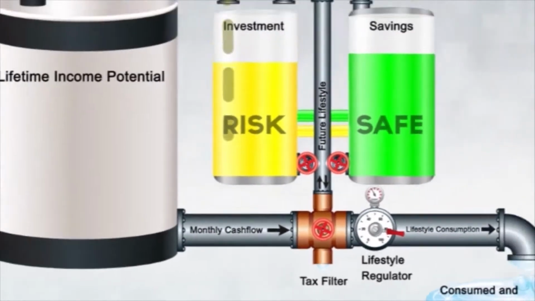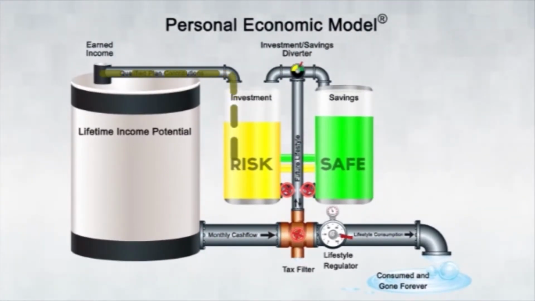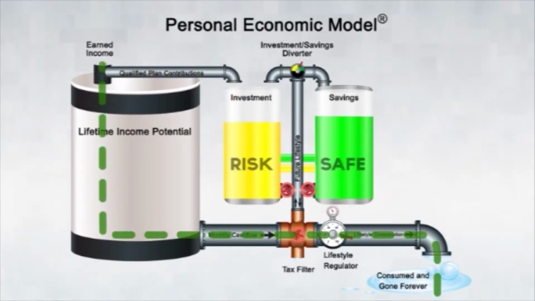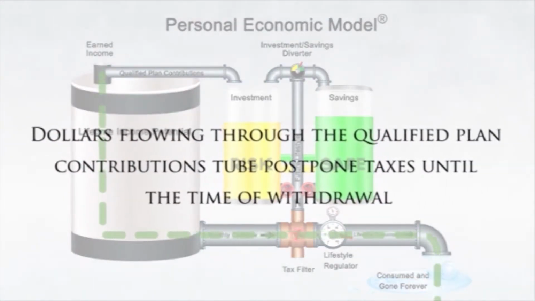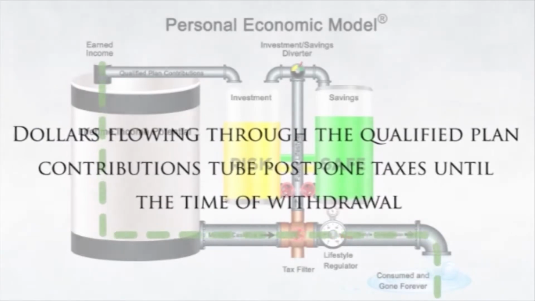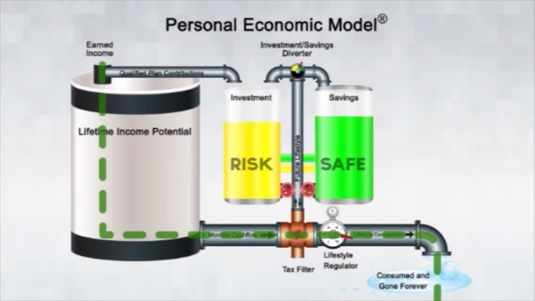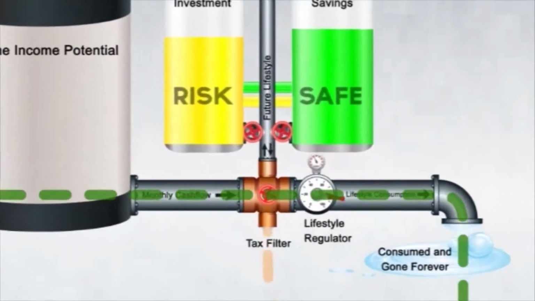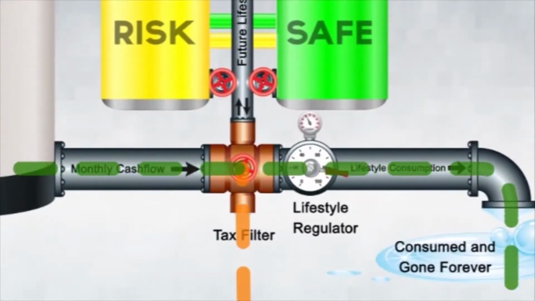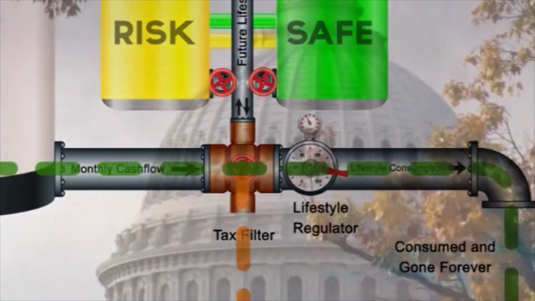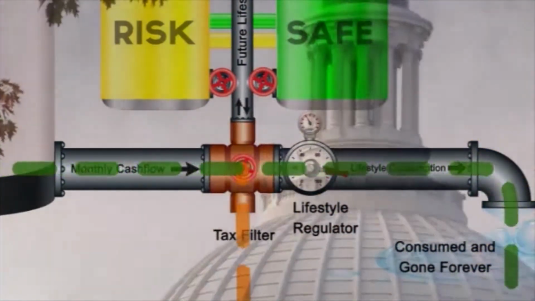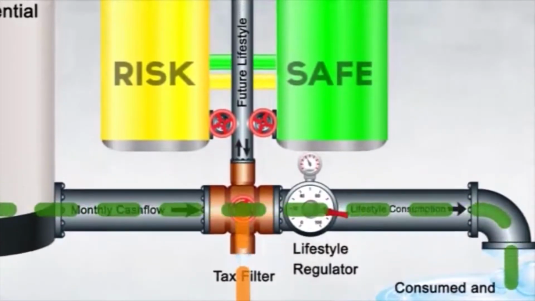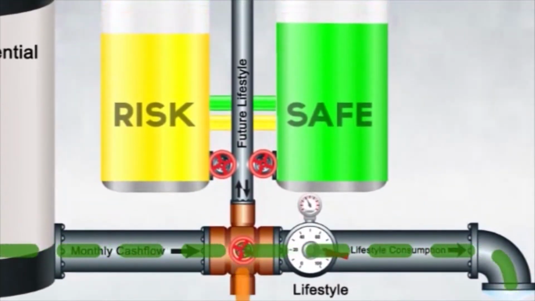As we earn income, it can flow through either the qualified plan contributions tube or through the monthly cash flow tube. Dollars flowing through the qualified plan contributions tube postpone taxes until the time of withdrawal. The majority of our monthly cash flow goes from our paycheck directly into the tax filter. The tax filter valve was installed and is controlled by the federal and state governments to fund social services which reduce the cash flow available for our present lifestyle consumption and future lifestyle savings opportunities.